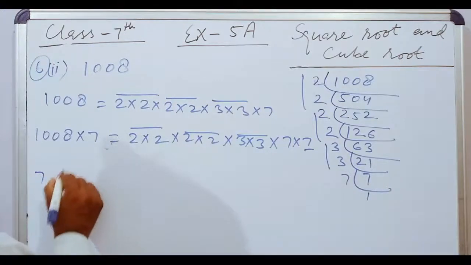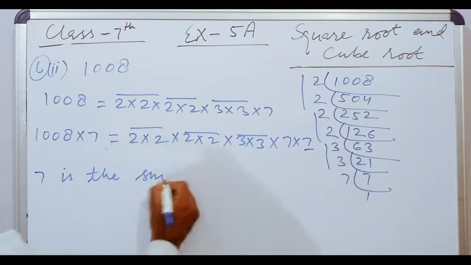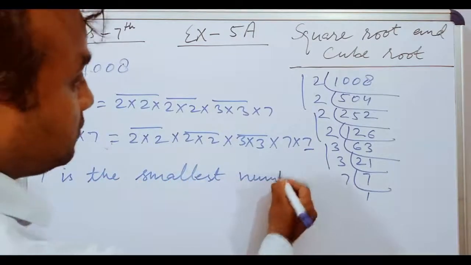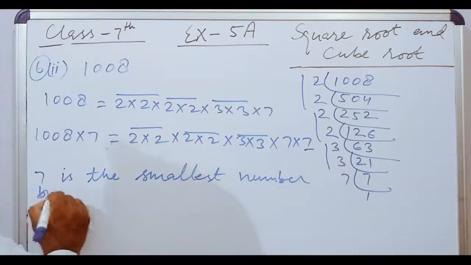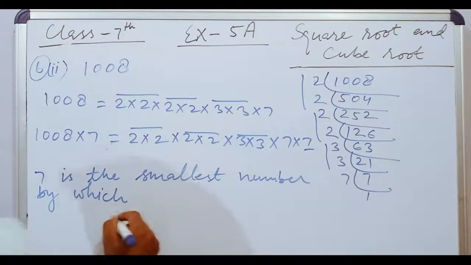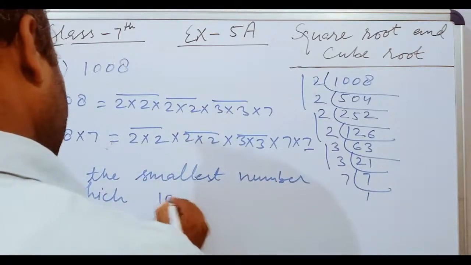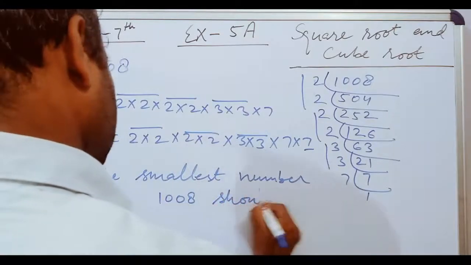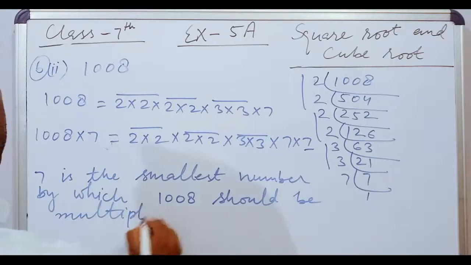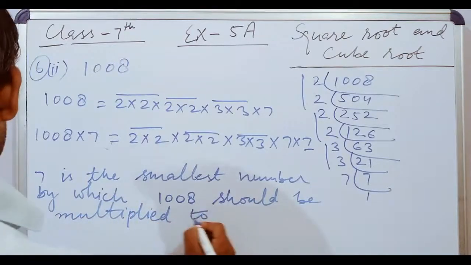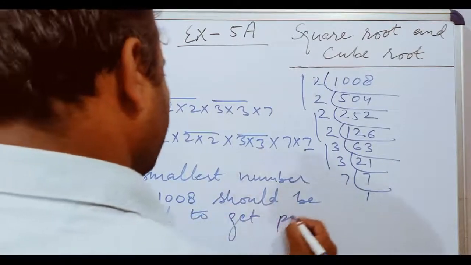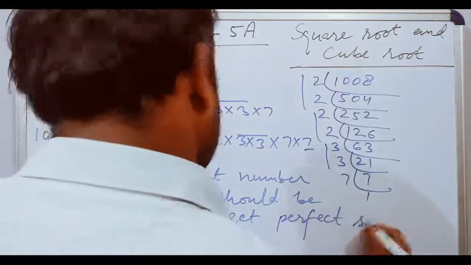So 7 is the smallest number by which 1008 should be multiplied to get a perfect square.